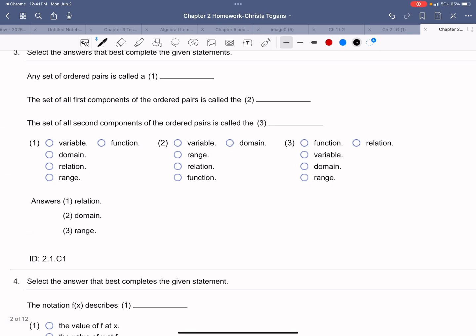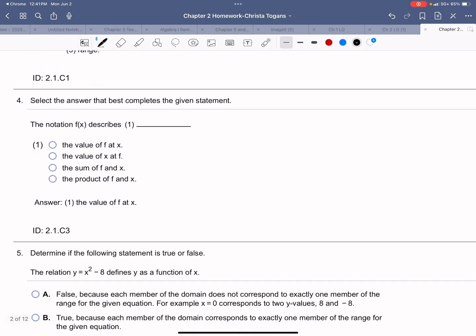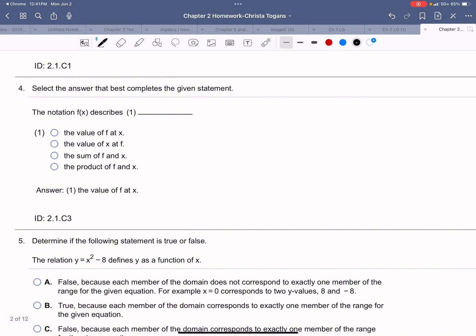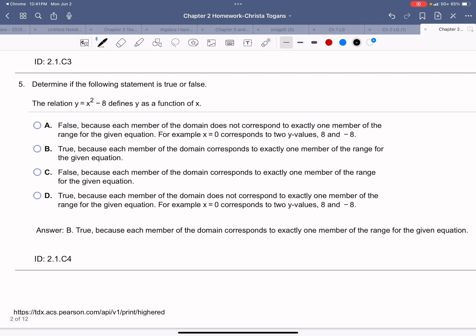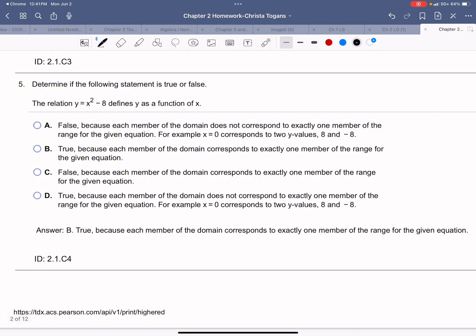For the next one, they're just fill in the blank, so I think that's pretty straightforward. It says select the answer that best completes the statement for f of x describes f at a value of x. So that's number 1. Determine the following statement. So I'm gonna let you complete that one. And you see here, it tells you the reason why they picked B.